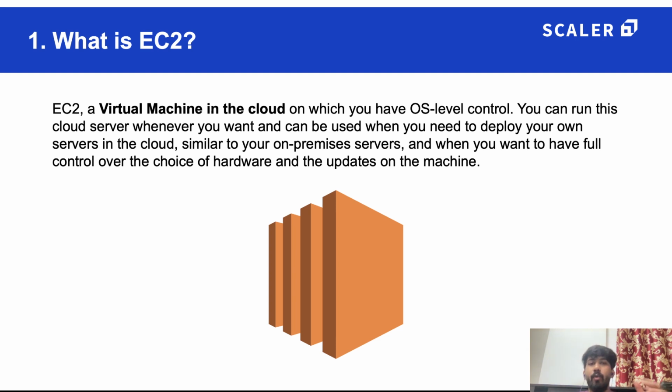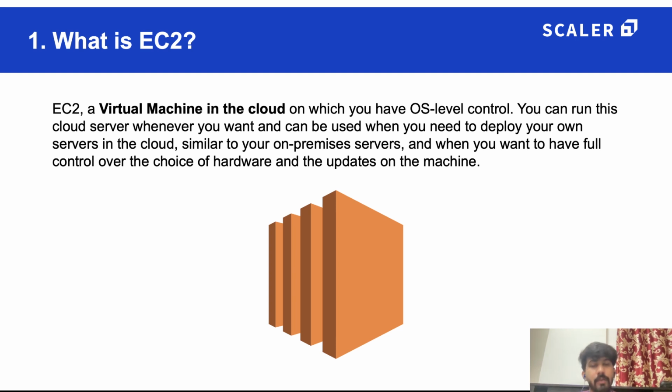Then you don't have to explain what a hypervisor is in order to tell them how exactly a virtual machine is created. You don't have to tell all that. You just have to tell them the answer to that particular question. So in this case, for the first question, which is what is EC2, the answer is: EC2 is a virtual machine in the cloud on which you have OS level control. So I think this particular line sums up everything.